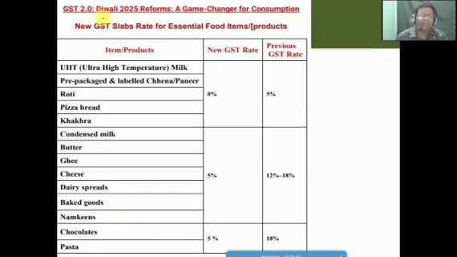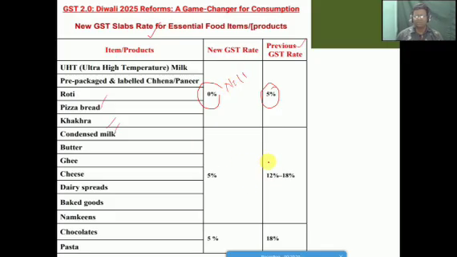So friends, here is GST 2.0. The esteemed Prime Minister of India announced the Diwali 2025 reforms, a game changer for consumption, with new GST slab rates for essential food items. These are UHT, that is ultra high temperature milk. The previous GST rate was 5%. Right now the new GST rate is 0%, I mean nil.